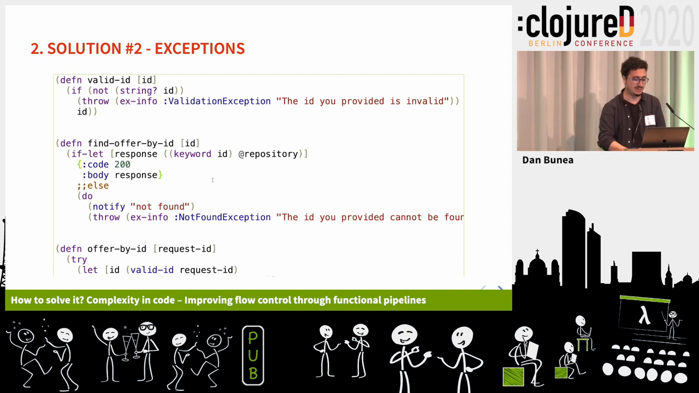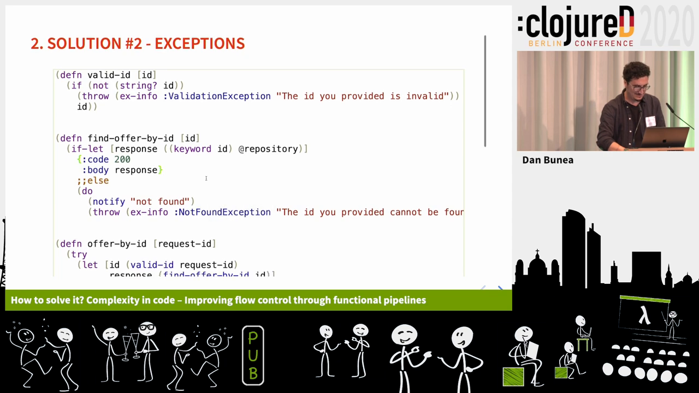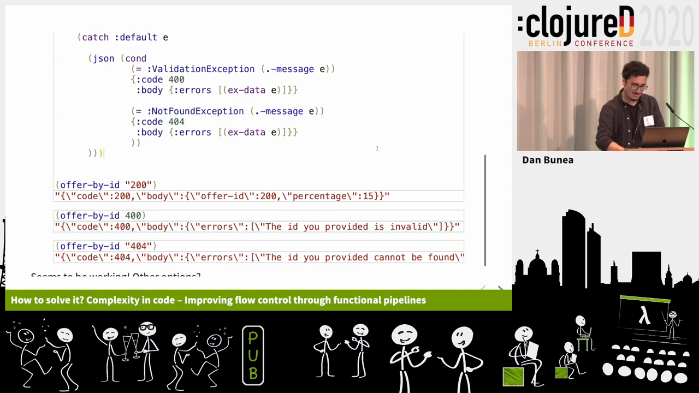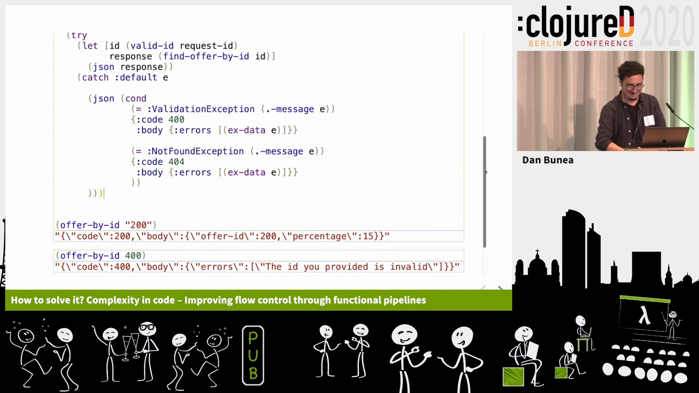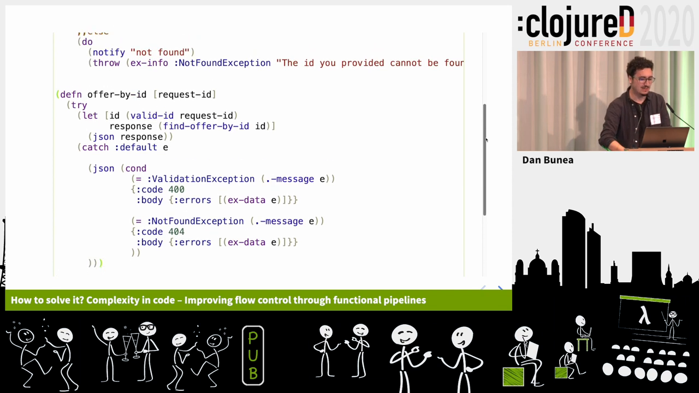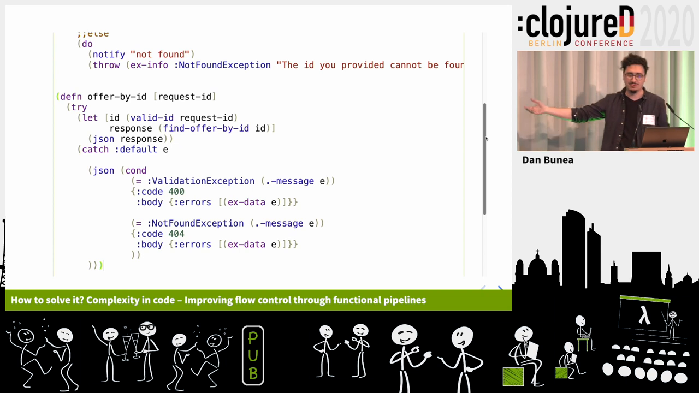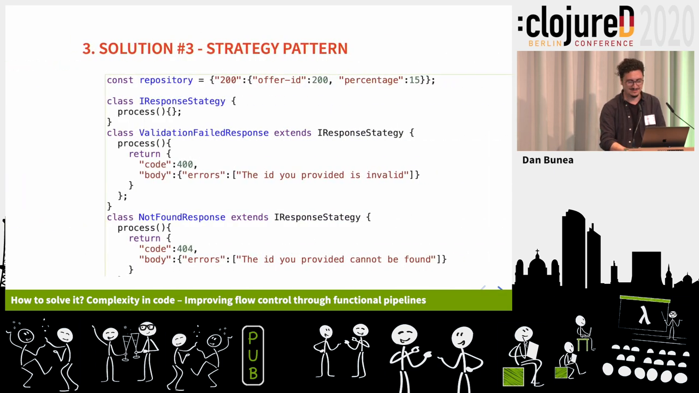So I kind of cut the code, and I made it kind of like that. Basically, everything happens in a try-catch. Depending on the type of exception, I will return it. Now, in the Java community, this is very popular. And I don't think it's bad, but, as you can see, the code is not very nice to read.